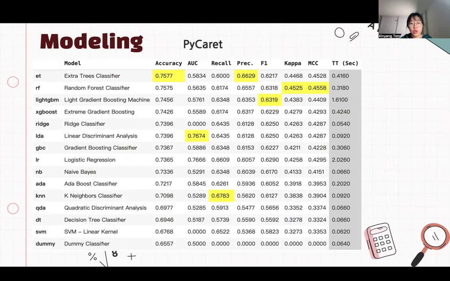In my opinion, I think the most frequently used and the most reliable indicator is accuracy. So I think the best models are the extra trees classifier and random forest classifier.